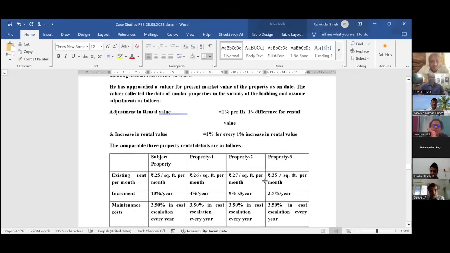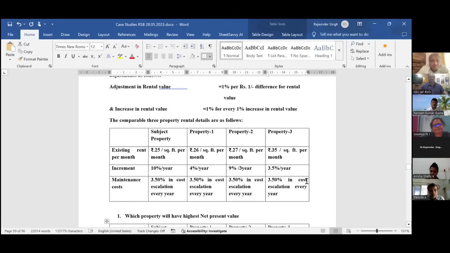The comparable three property rentals details are as follows. The subject property is getting rent of rupees 25 per square feet per month. He has surveyed the area and has got this data: property 1 is getting rupees 26 per square feet per month. The second property is getting 27 rupees per square feet. And the third property is getting rupees 35 per square feet per month.